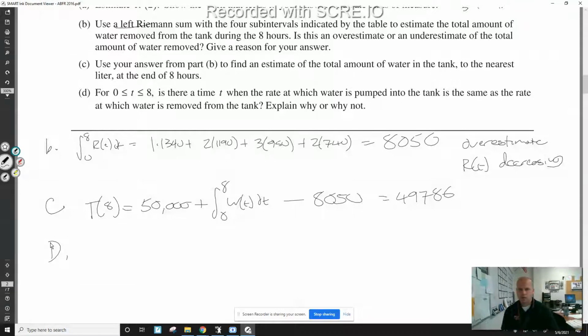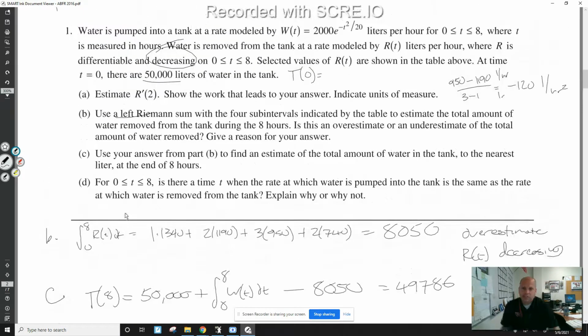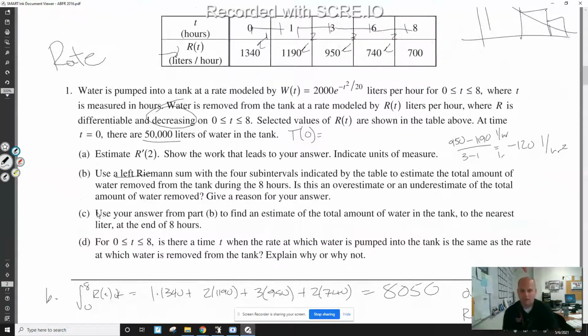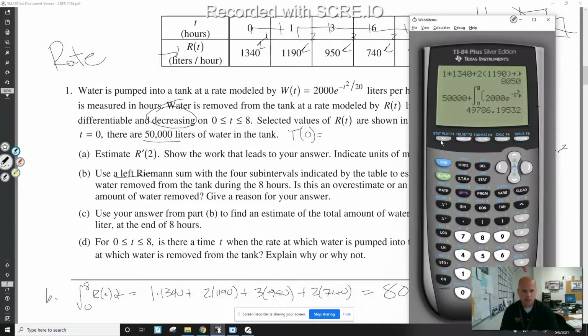Part D, is there a time when the rate at which the water is pumped into the tank is the same as the rate at which the water is removed from the tank? Okay, so is there a time when there's like a max or min? Explain why or why not. Well, you see R values go from 1340 and it's decreasing down to 700. Let's look at W values.